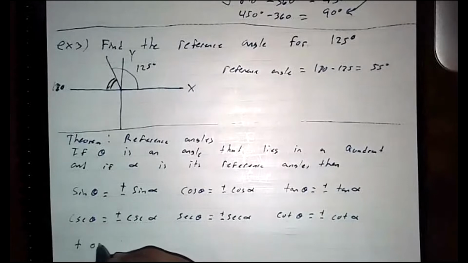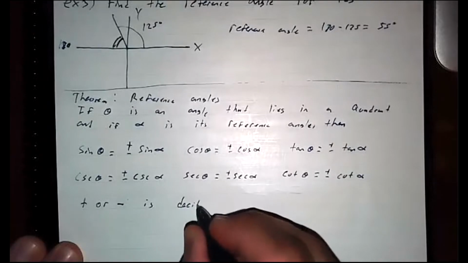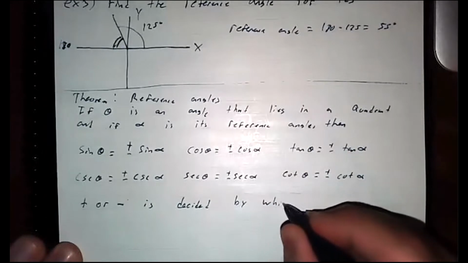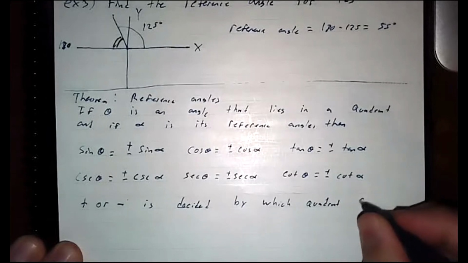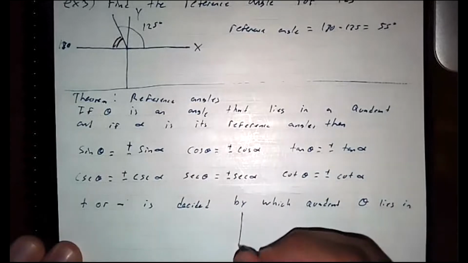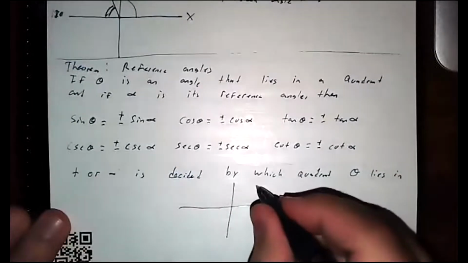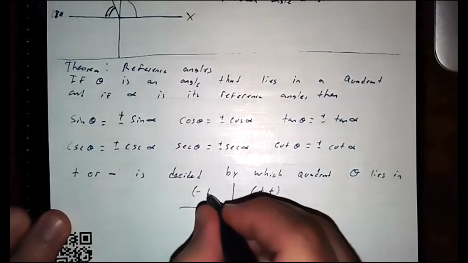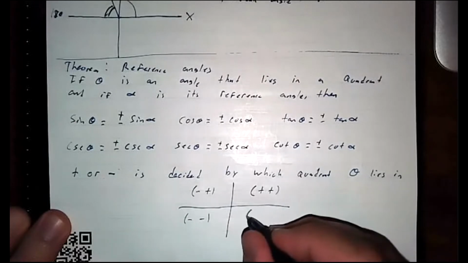Plus or minus is decided by which quadrant theta lies in. So if it is in quadrant 1, they'll both be plus here. Here it'd be minus plus, minus minus, plus minus.